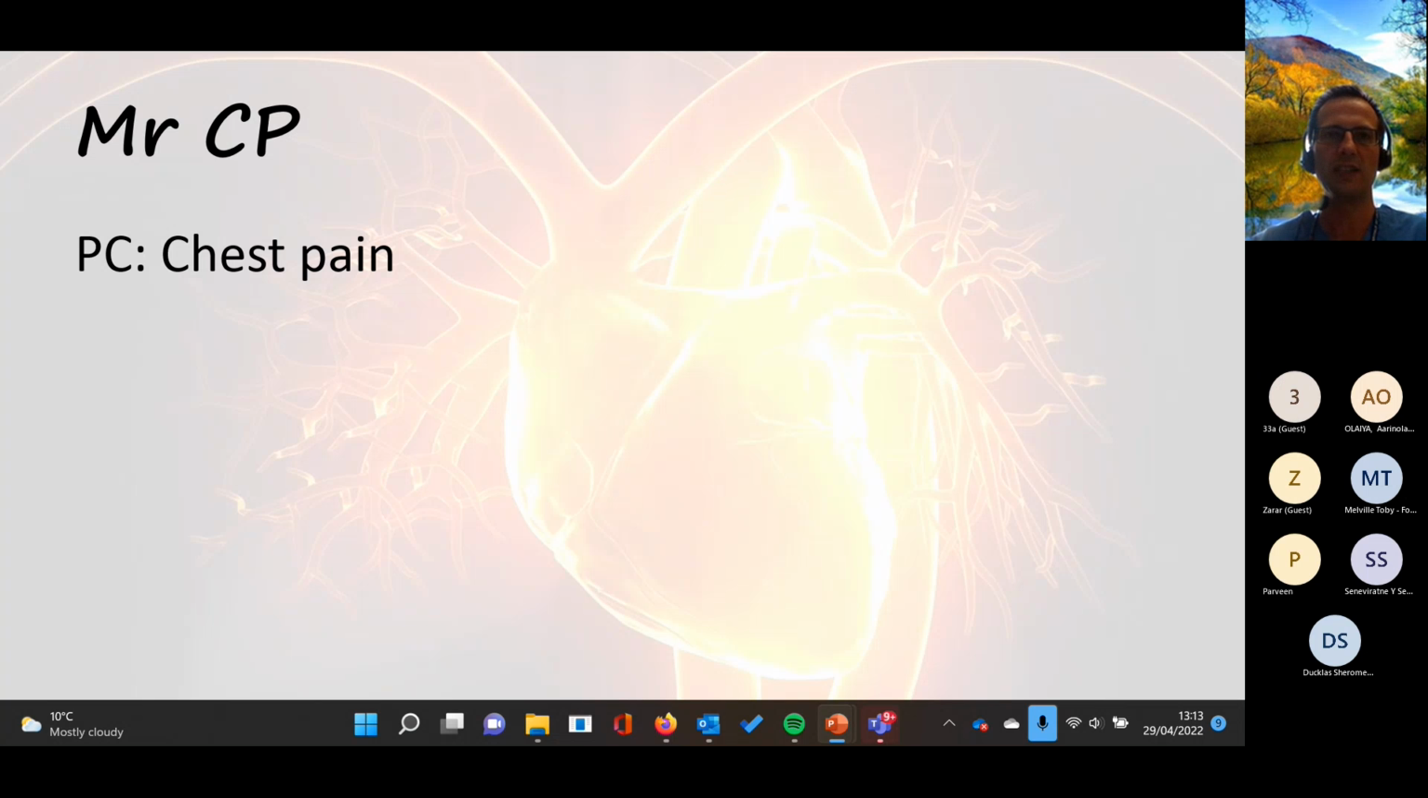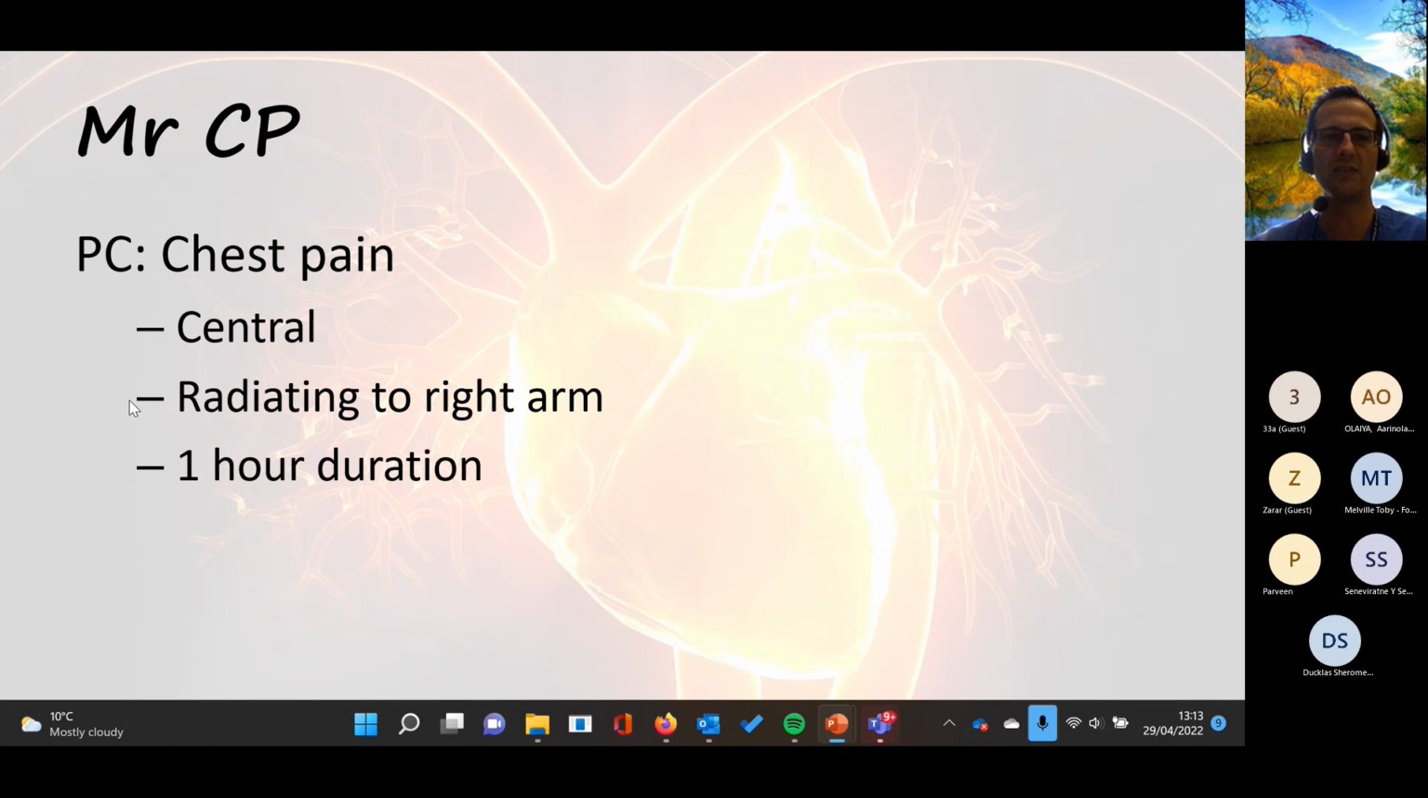Yeah, onset, radiation. Chest pain that's ischemic typically comes on over a minute or so. It doesn't come on instantly. It will often be central and it will often radiate. So let's imagine that he's got central chest pain, which radiates to his right arm, and it's been present for 1 hour. What do you think of that? Do you think that's likely to be ischemic chest pain?